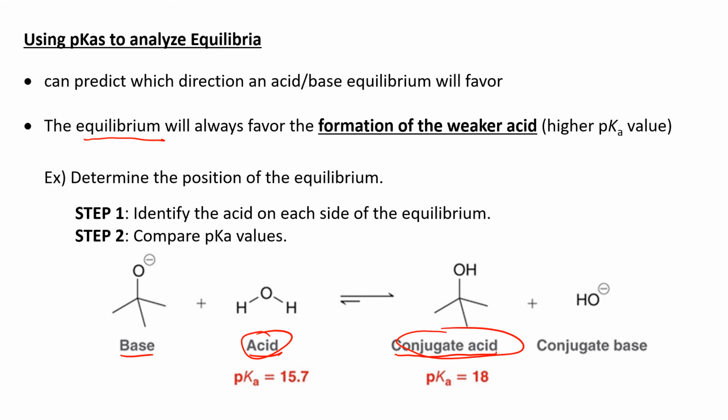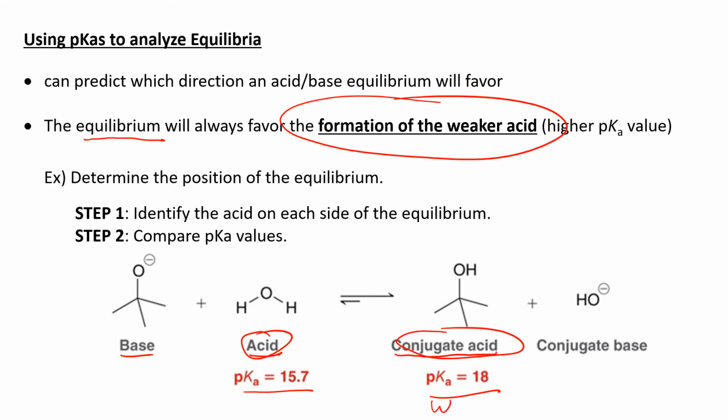We're going to use our pKa table and identify and write down our pKa values, 15.7 and 18. So we're using this concept: the equilibrium favors the formation of the weaker acid. This higher pKa tells us that this is our weaker acid. Therefore, the equilibrium will favor the product side. And we can represent that with just one arrow being slightly larger than the other.